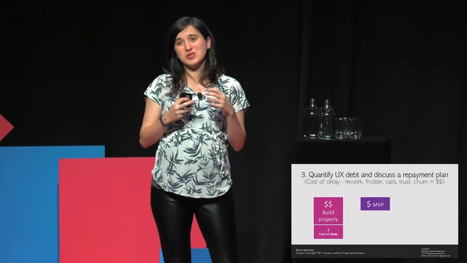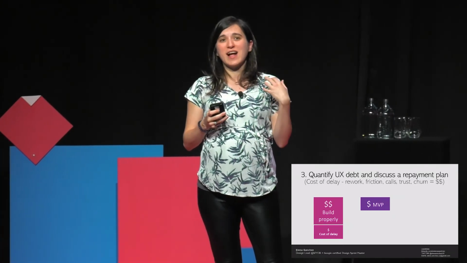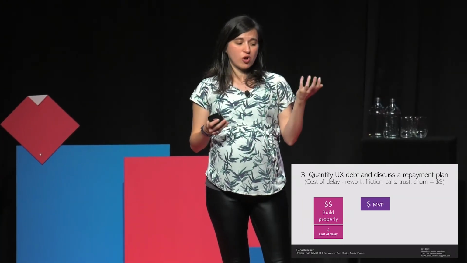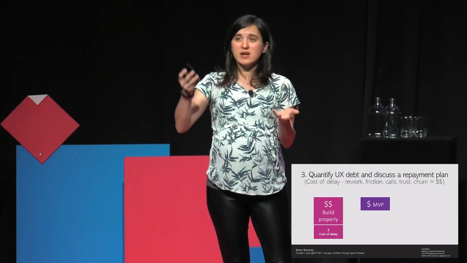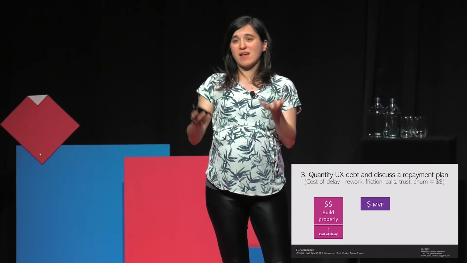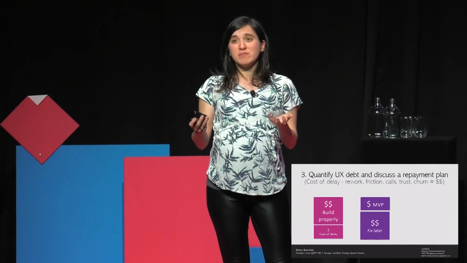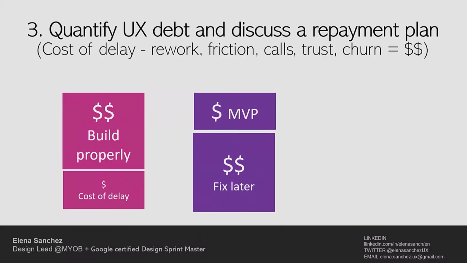One important thing is to ensure that the product manager and the executives are not comparing the cost of building something properly and the cost of delay, compared to an MVP, and that's it. They should be comparing it to the cost of building an MVP now and the cost of fixing it later, which sometimes includes just discarding the whole MVP and starting all over again and doing a whole rework.